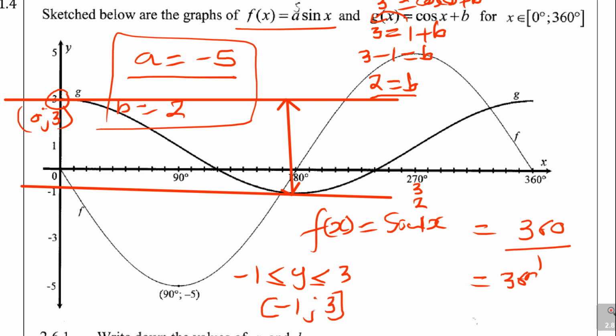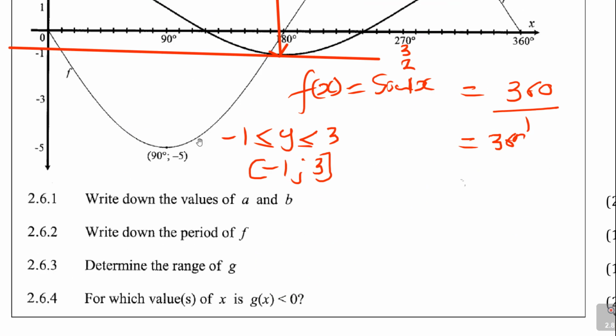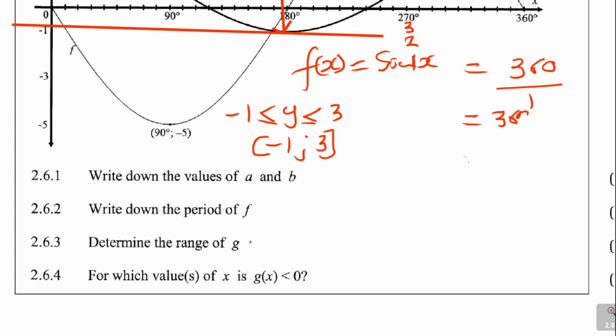You see, I keep on repeating the same. That's the range. Range means y values. So when they say range, you think of y axis or y values. If they say domain, you think of x. If they say period, you just did.